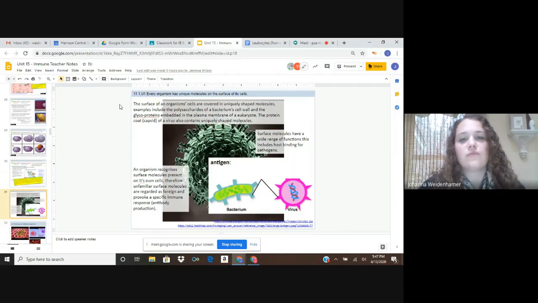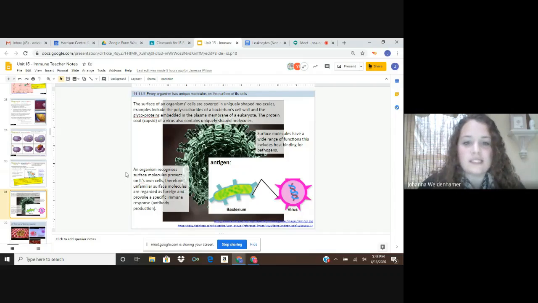So let's go through and read this slide. The surface of an organism's cells are covered in uniquely shaped molecules. Examples include the polysaccharides of a bacterium cell and the glycoproteins embedded in the plasma membrane of a eukaryote. The protein coat of a virus also contains uniquely shaped molecules. And these molecules are going to help these different organisms or objects show who they are and what they are as they come into one environment from the other.